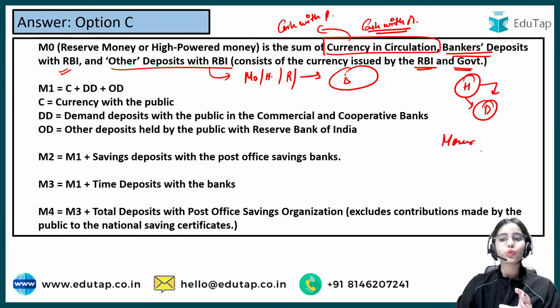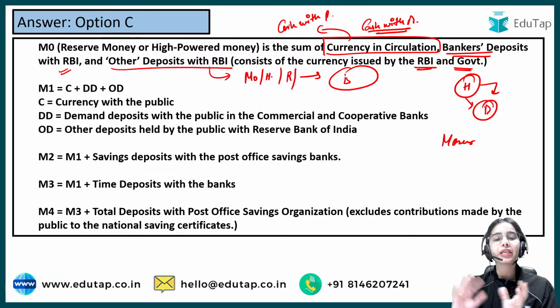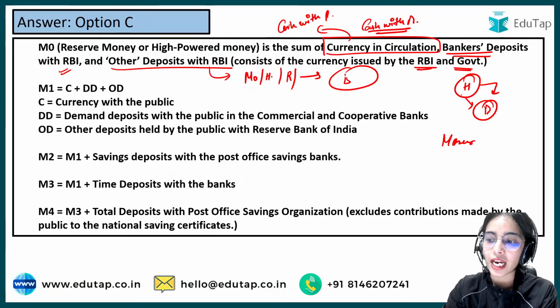You all know that only the RBI and the government can print the money. The RBI can print the notes, and the government issues the coins. So only the RBI and the government can issue the currency in the country, but the banks are also able to create the money supply through the process of credit creation. So they are taking this high powered money.